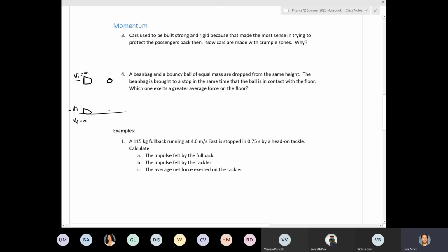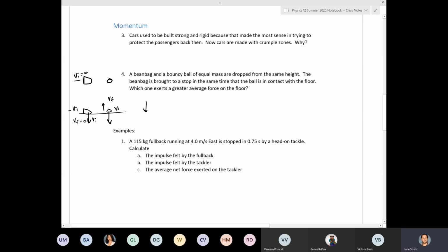Okay, if you think about the ball hitting the ground, the VI with which it hits the ground is going to be the exact same as the beanbag. But instead of the VF being 0, a bouncy ball bounces back up. So the VI looks like this, but the VF looks like that. Whereas in the beanbag case, your VI looks like this and your VF is 0. So if you think about the two different changes in velocity, the change in velocity of the beanbag is only this line.